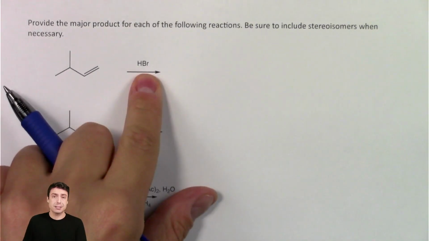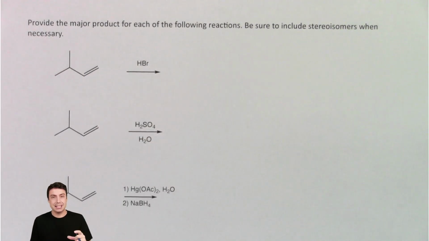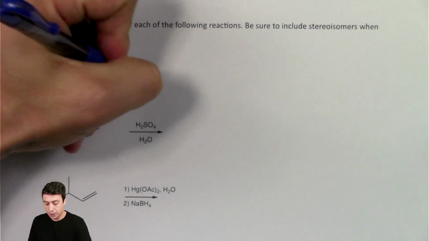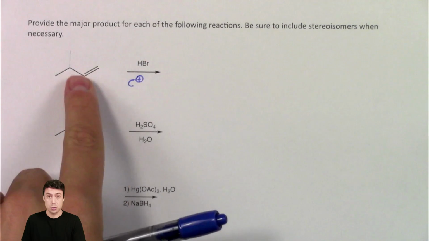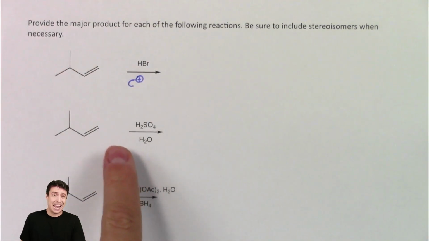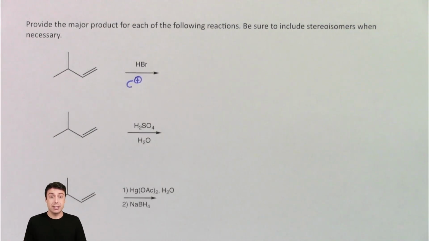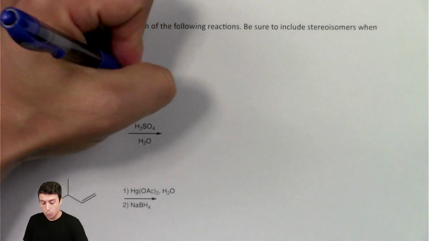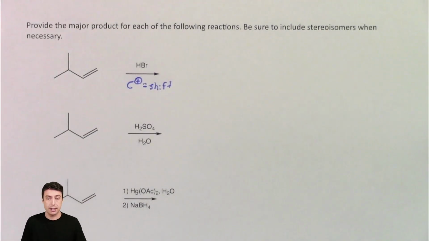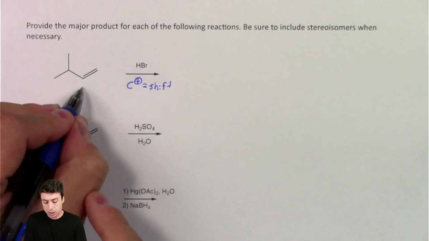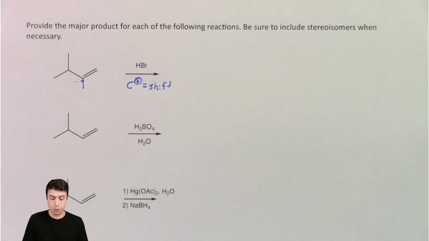So HBr plus alkenes, HBr or H2SO4. Anytime we have an acid plus an alkene, we're thinking we're going to get a carbocation intermediate. HBr, HCl, HI, those are all the same. H2SO4, H3PO4, H3O+, any acid plus alkene, think that's going to give us a carbocation. Whenever we have a carbocation, we have the possibility of shifting that carbocation. So in this case, you would get the carbocation here, but it would shift over to the tertiary position because that's a more stable position.